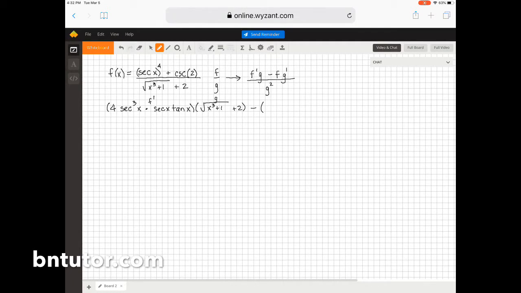The function f remains as is, secant to the fourth of x plus the cosecant of 2. And we multiply that by the derivative of the denominator. If we think of that denominator as being x cubed plus 1 to the 1/2, plus 2, then when we do the power rule, it's 1/2 times x cubed plus 1 raised to the negative 1/2, and then by the chain rule we take the derivative of that x cubed plus 1, which is 3x squared.